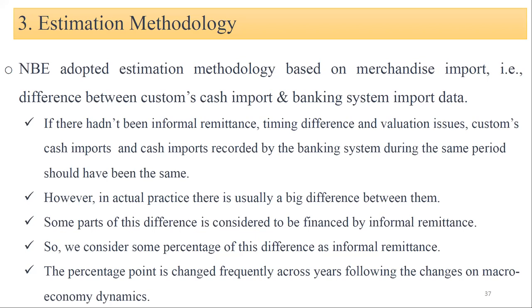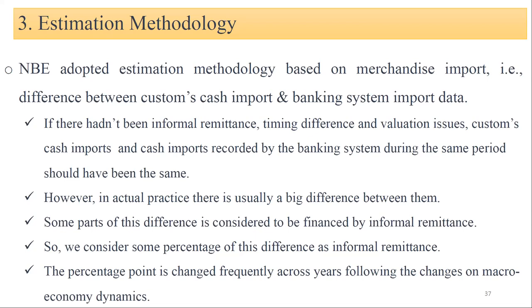So we take some portion. We believe that some portion of this difference is financed from the informal remittance, and we take the percentage of the difference as informal remittance. Not all, we do not take all the difference as informal remittance. As I said, the difference might come from the valuation, because the banking system records imports is not equivalent to the recording of the customs authority.